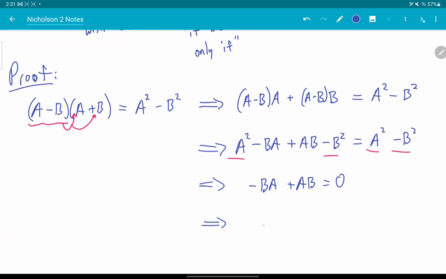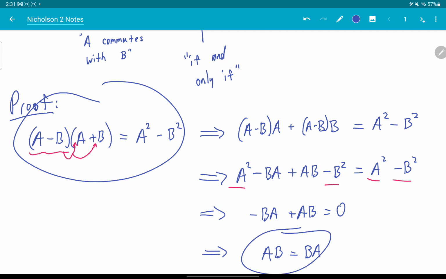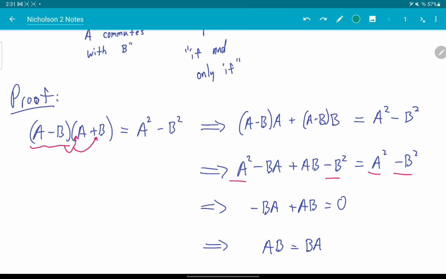So there you have it. AB does indeed equal BA. All right, that proves one direction. That proves that if this statement is true, then AB must equal BA. But I can see that these arrows, in fact, go both ways.